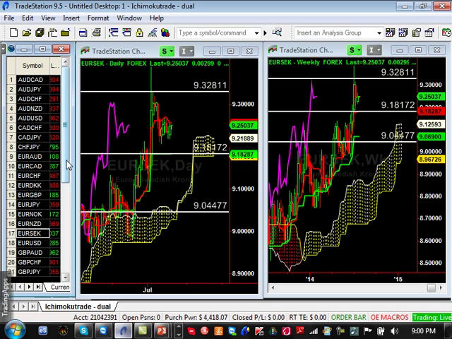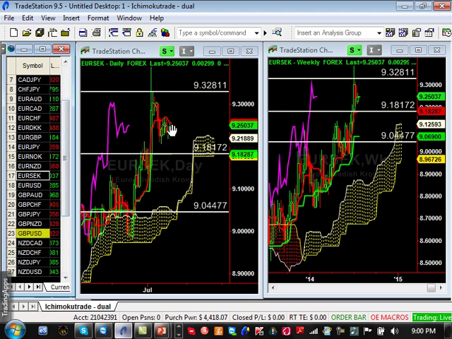Euro SEK, bullish trending right now on both the weekly time frame, and a little hesitation on the daily because it's gone below the Tinkerton. But basically looking at support around 1817, resistance at 3281.